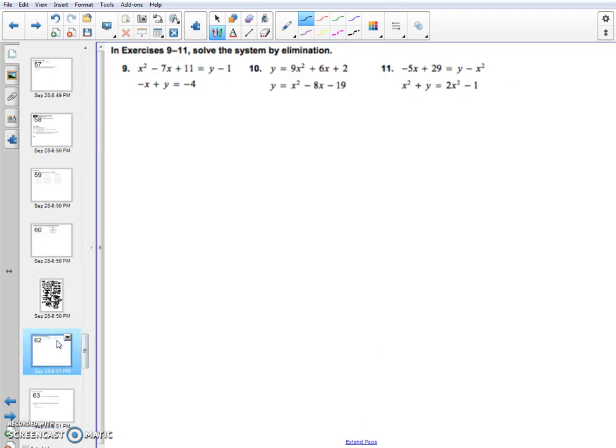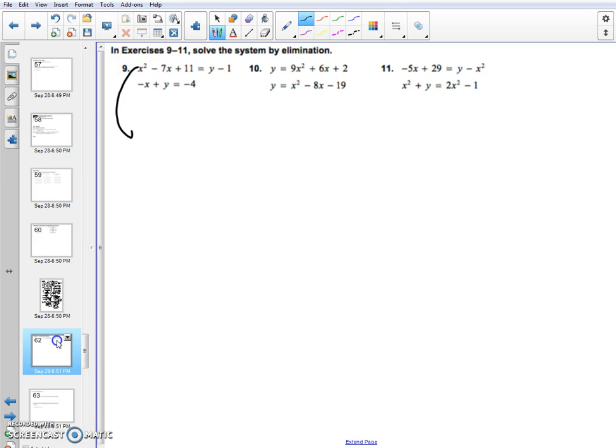If you look at the next page here, number 9, 10, and 11 say to solve by elimination. So elimination means I'm going to line all of my common pieces up. So I want x squareds lined up, x's lined up, constants lined up, and y's lined up. All right, and I want to be able to eliminate one of those. So when I look at number 9 here, I see that the second equation has the constant by itself. So I'm going to try to get that first equation to be something similar.